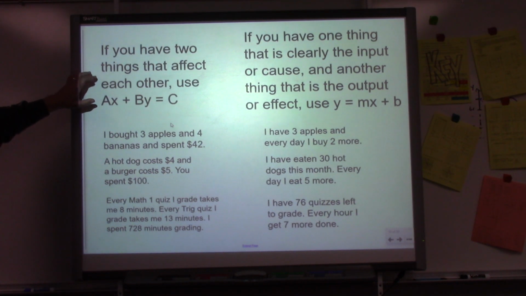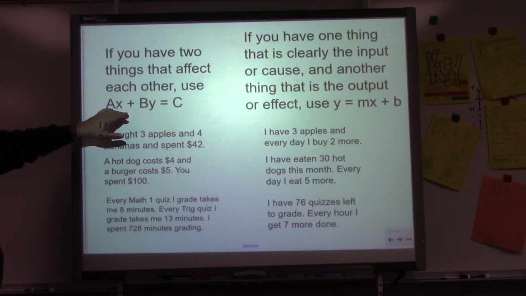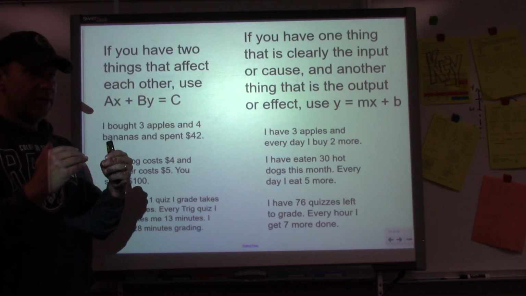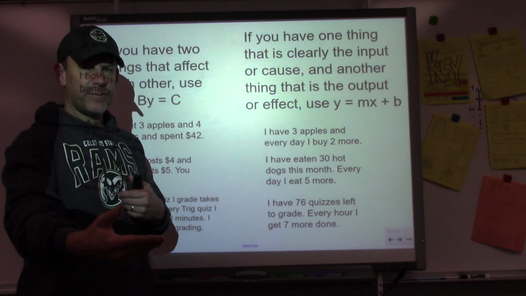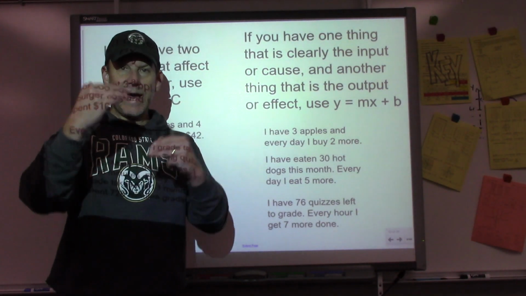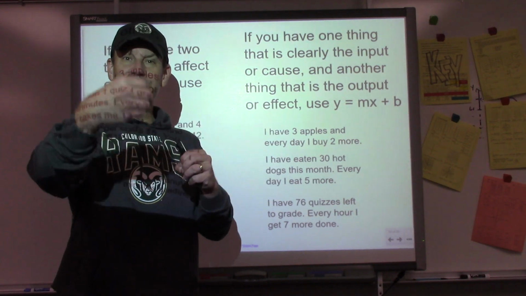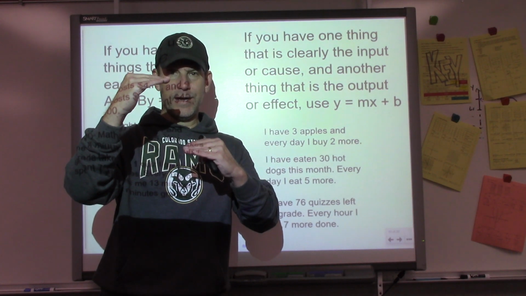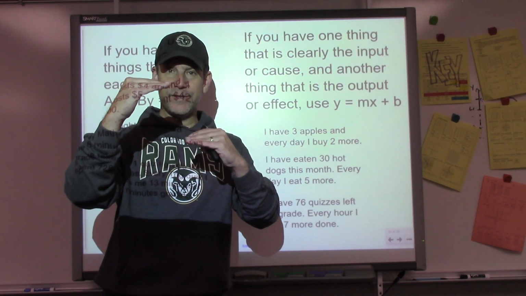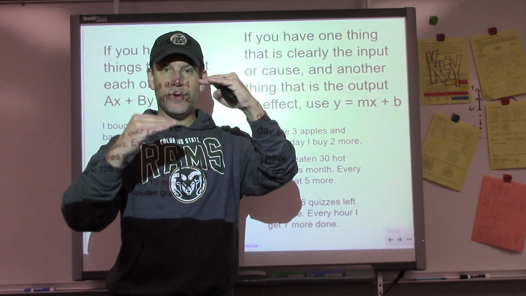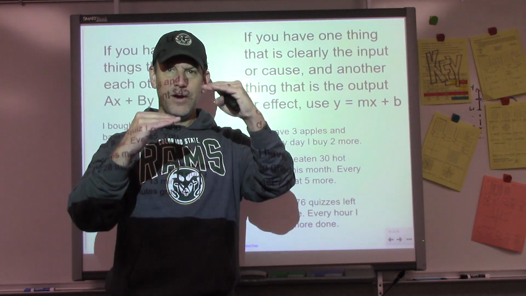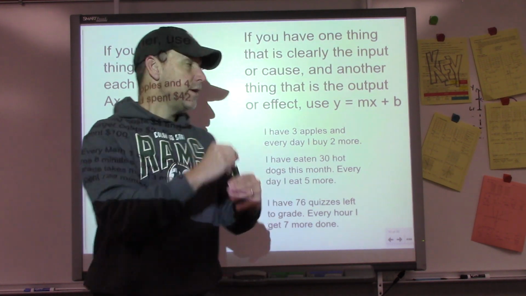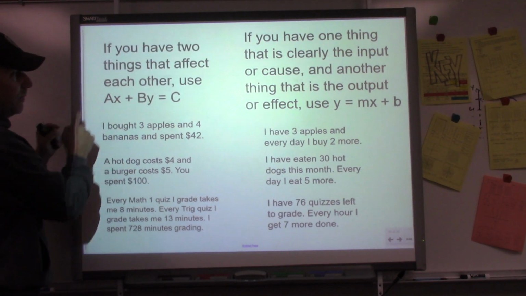All right, if you have two things that affect each other, you're going to use this. So like when I'm doing the apples and bananas, it's not like the apples affect the price or the bananas affect the price. The apples and bananas affect each other with a fixed price, right? So the more apples I buy, the fewer bananas I can buy because there's a fixed price, and vice versa. The more bananas I buy, the fewer apples I can buy. So if you have something like that, where you have two things that affect each other with a third fixed number, you're going to use standard form, ax plus by equals c.